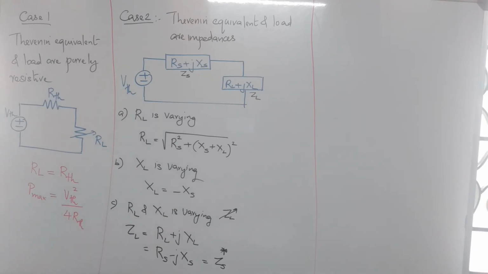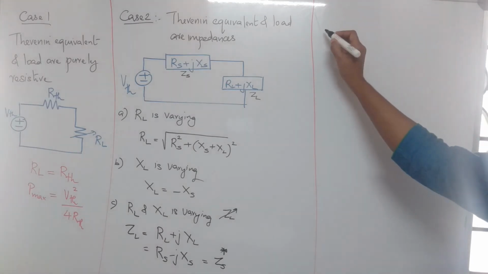Now the third case is both RL and XL are varying. That is, ZL as a whole is varying. So ZL is RL plus JXL. RL should be equal to RS and XL should be equal to minus XS, or ZL is equal to ZS conjugate. Now that is the case 2. Now the case 3.